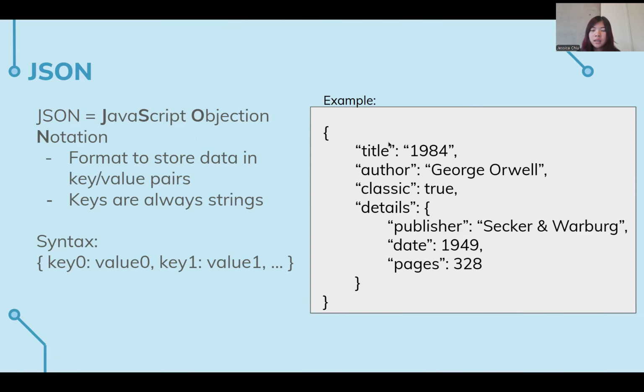So you can see the keys here are like title, author, classic, blah blah blah, and the values are like 1984, George Orwell, etc. Okay, keys, you can see here in the example, keys are always strings, and then it's always followed by a colon and then the value. But the value can be whatever you want. It can be, let's say, a string, a boolean, an integer. It can even be a nested object like details right here. Okay, but it's always going to follow the format of key, colon, value, comma, key, colon, value, comma, etc. Okay.